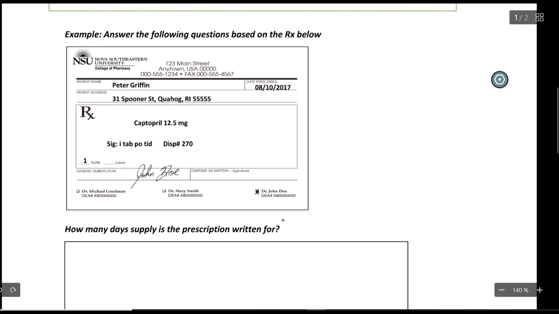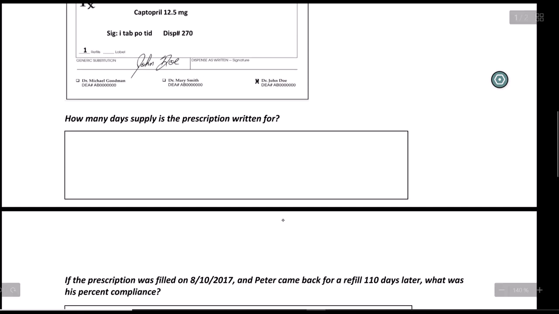So here's a prescription. It's Captopril, 12.5 milligrams. So it's a blood pressure medication. It says to take one tablet by mouth 3 times a day, and you're dispensing 270. Now, in a computer system, typically, which is what we all use now, you're going to enter the drug. You're going to select 12.5 milligrams. You're going to select that it's 3 times a day, and you're going to enter a quantity of 270, and then it's going to ask you, well, how many days supply is that?